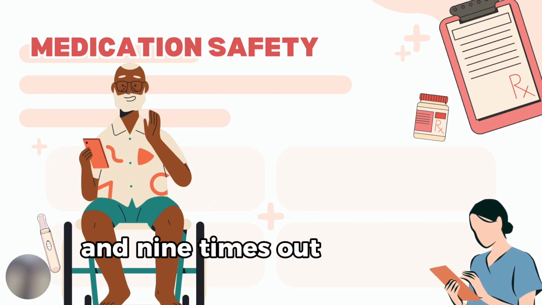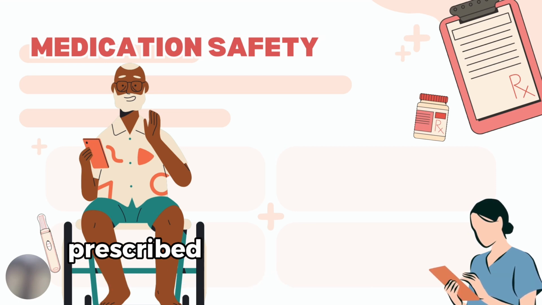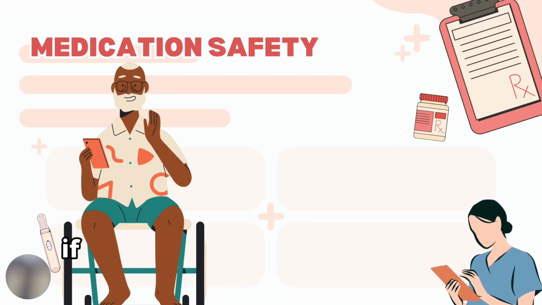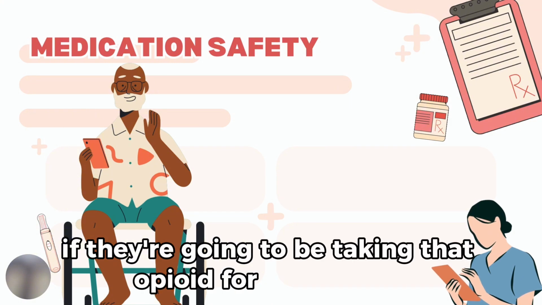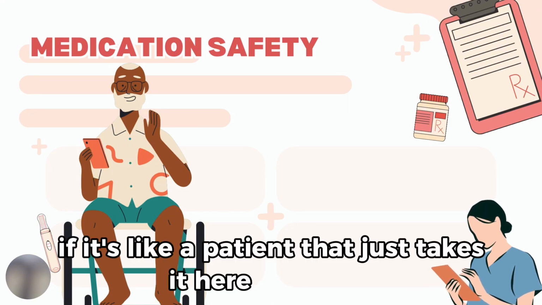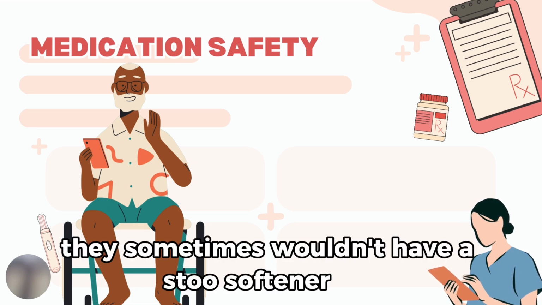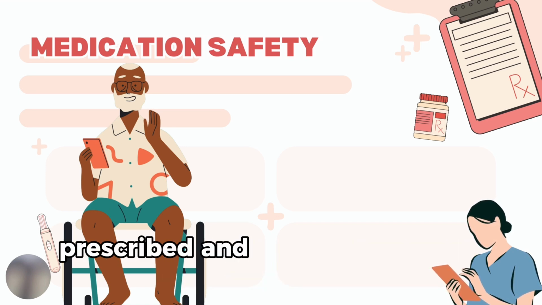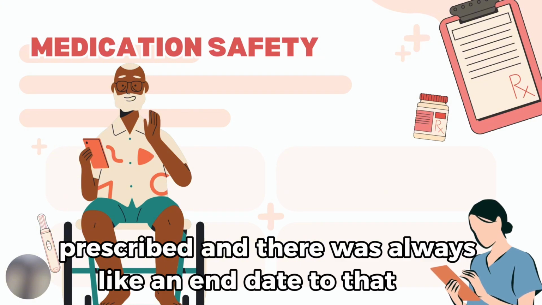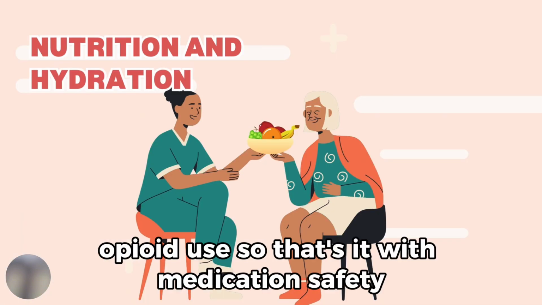And nine times out of ten, they would have a stool softener prescribed to go along with the opioid if they're going to be taking that opioid for a long time, like chronically. If it's a patient that just takes it here and there, they sometimes wouldn't have a stool softener prescribed, and there was always an end date to that opioid use. So that's it with medication safety.